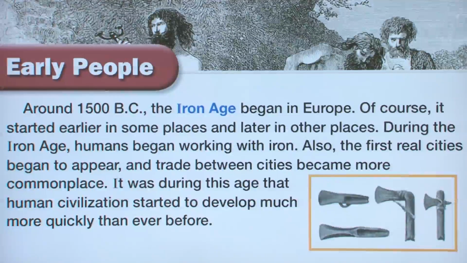Around 1500 BC, the Iron Age began in Europe. Of course, it started earlier in some places and later in other places. During the Iron Age, humans began working with iron. Also, the first real cities began to appear and trade between cities became more commonplace. It was during this age that human civilization started to develop much more quickly than ever before.